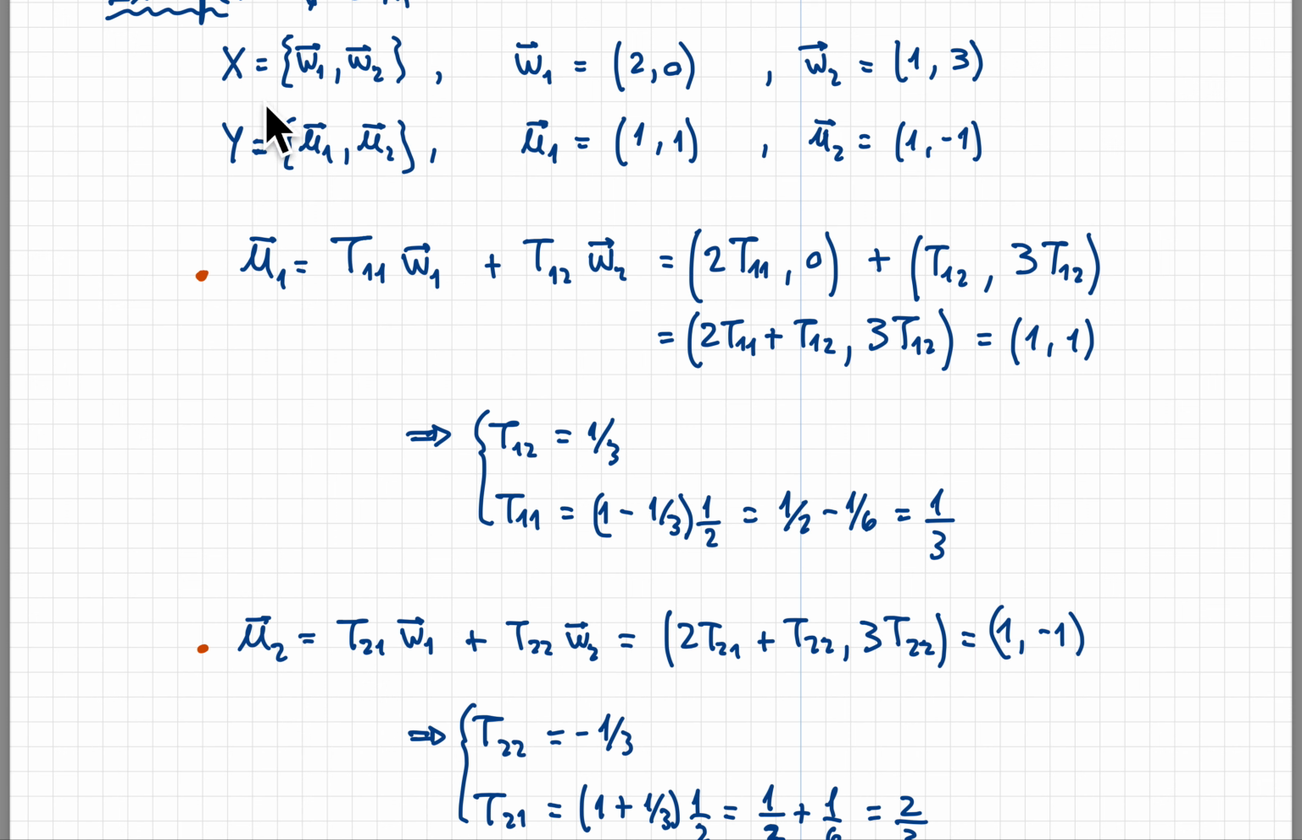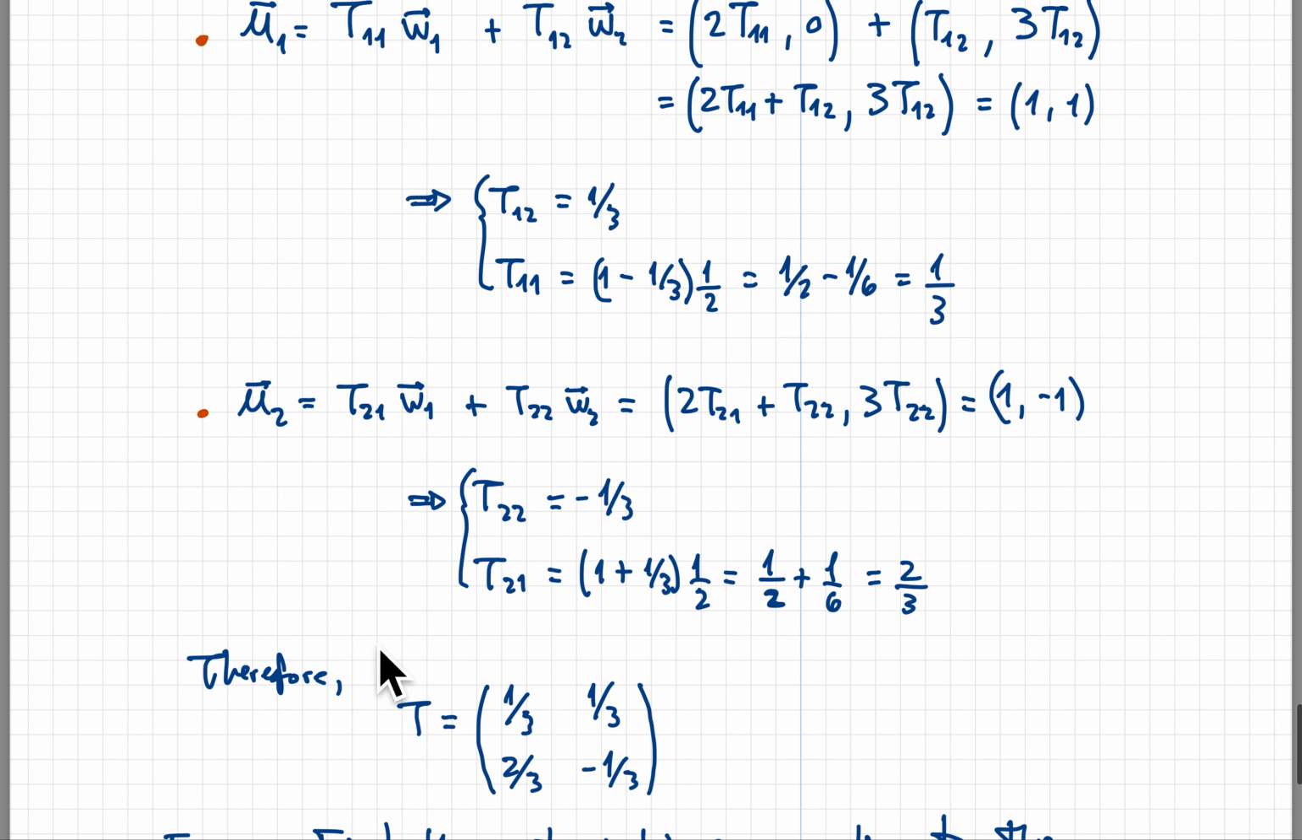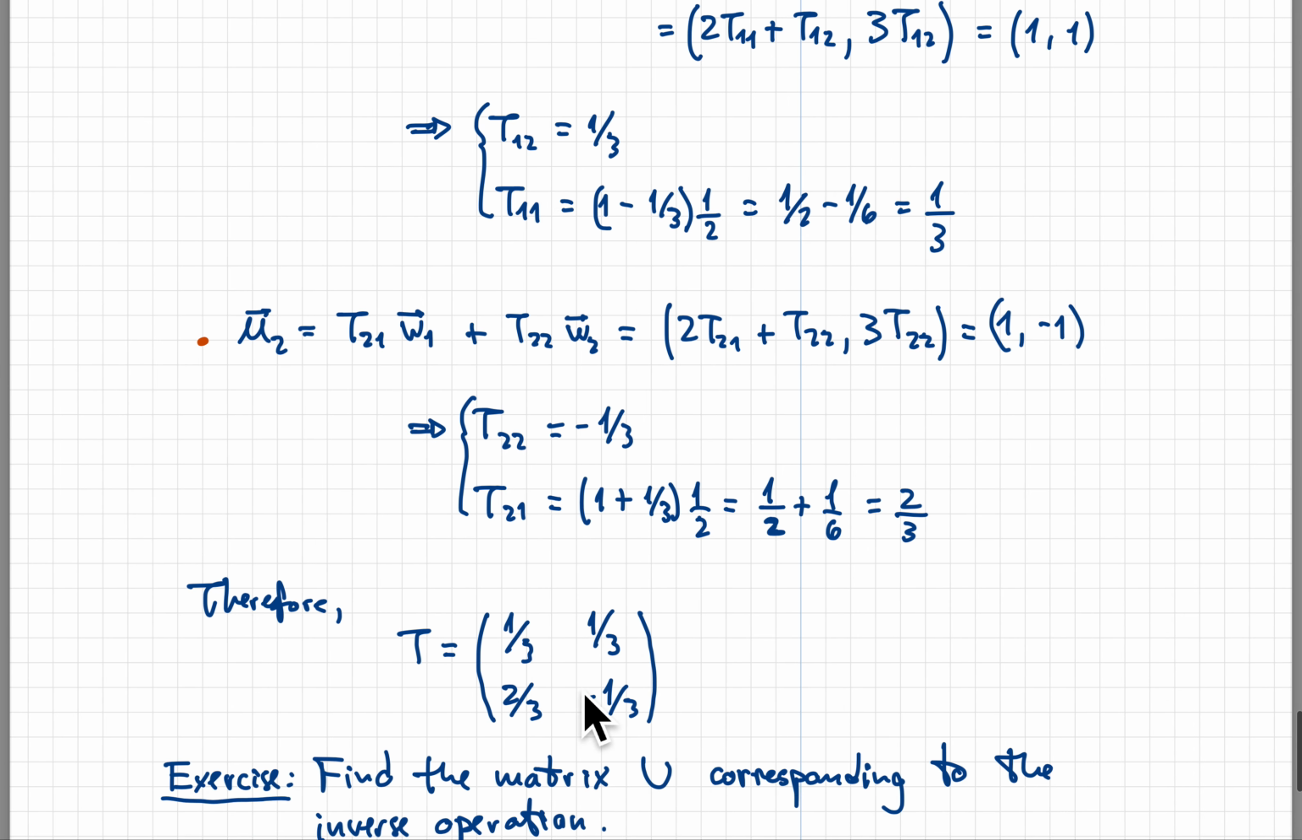Now we repeat the process with U2. U2 is the vector (1, -1), and if you go through the same process I did before of symbolically calculating the result of adding these two terms and forcing that to be equal to (1, -1), you obtain that T22 is -1/3 and T21 is 2/3. And so what that tells us is that we can arrange the objects Tij into a matrix that looks like this. The 1/3, 1/3 comes from these two objects here. Remember, row is the first index and column is the second index, so we get 1/3, 1/3. And here we get -1/3 for T22 and 2/3 for T21. So that's our matrix T. Great.